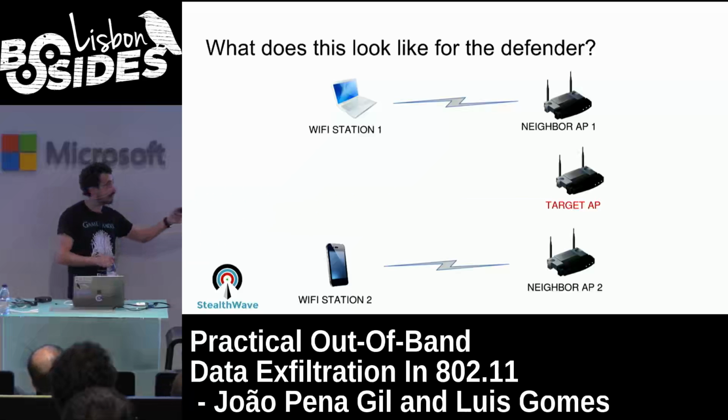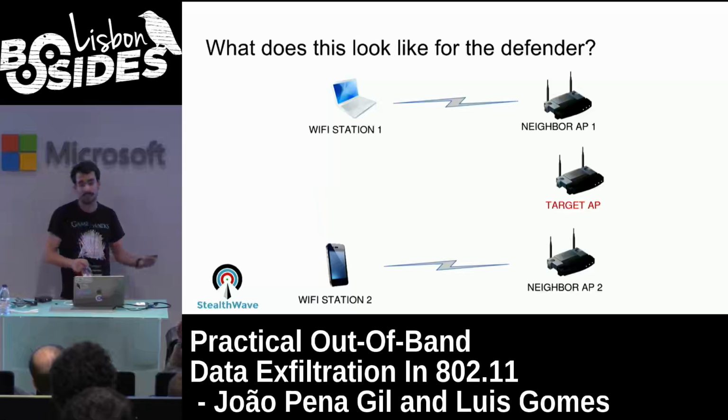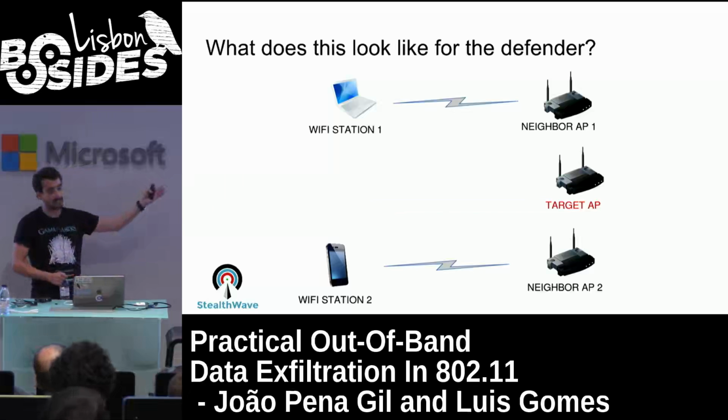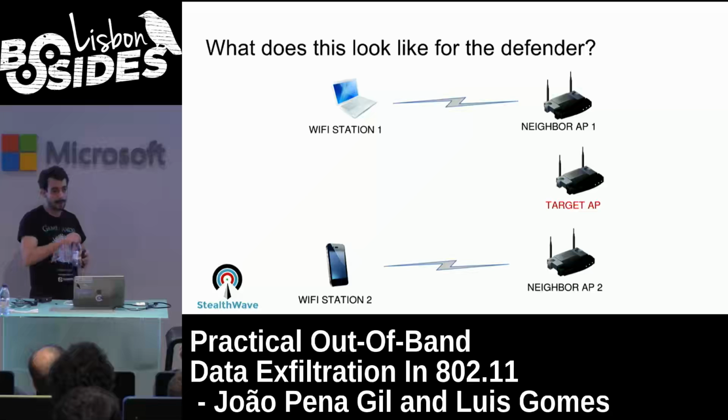And now the question is, and this is why Luís was asking, how do you detect this? When you're trying to protect your company, which is target AP, that AP1 from the neighbor is talking to Wi-Fi station 1, how do you know if that's a legit station or not? Is that in scope even? Should you try to even track the neighbor's AP?